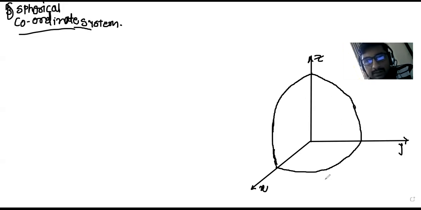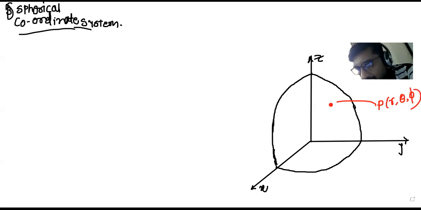Now let us try to understand how the point is defined in this spherical coordinate system, right? So let me draw the point somewhere here. So this is your point P. This is point P, right? And let me tell you, the point P is defined with respect to three coordinates again, here also in spherical coordinate system, and the coordinates are r, then theta, then phi, right? So most of the things you are aware already.